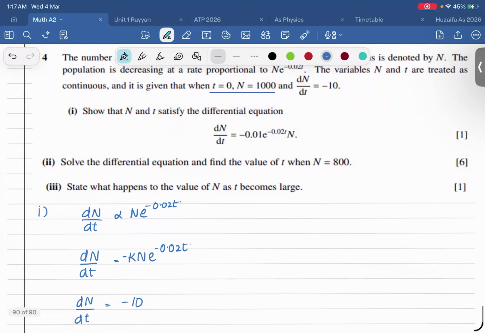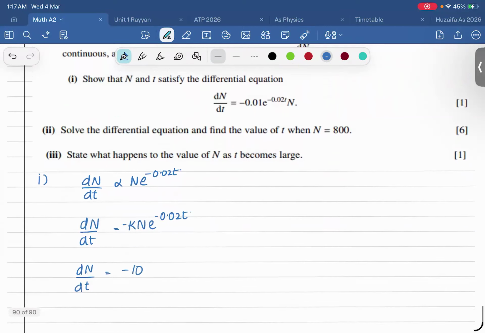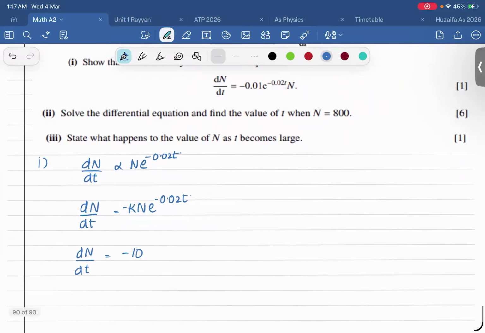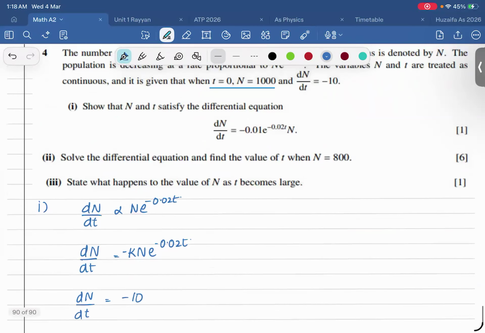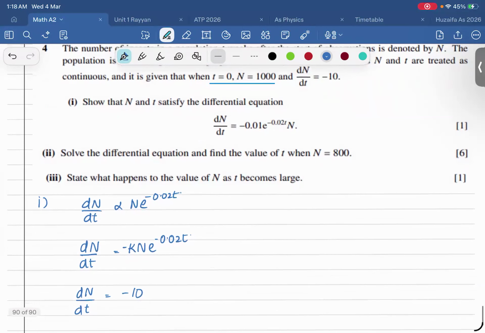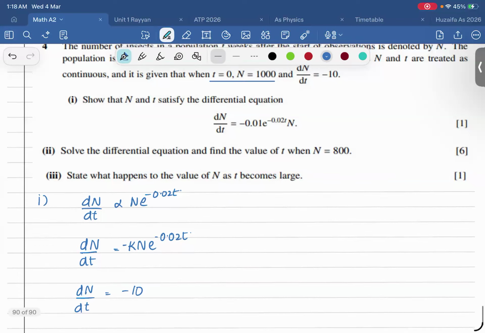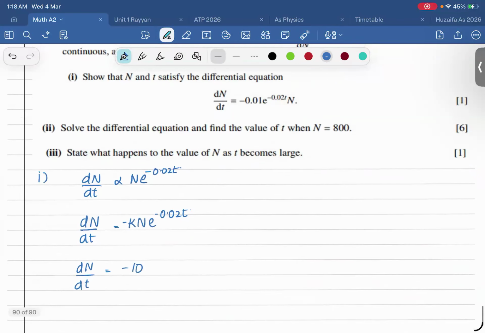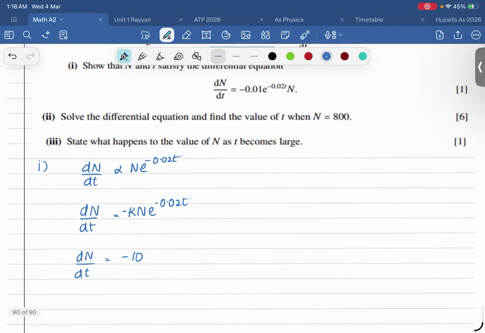What would be the value of k? t would be 0 and we find negative 10. So this whole thing would be equal to negative 10. So, k would just be e to the power 0, e to the power minus 0.02 into 0 would be 1.